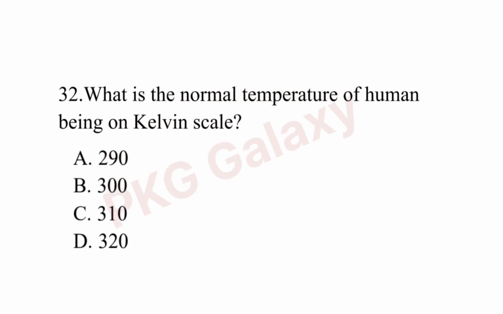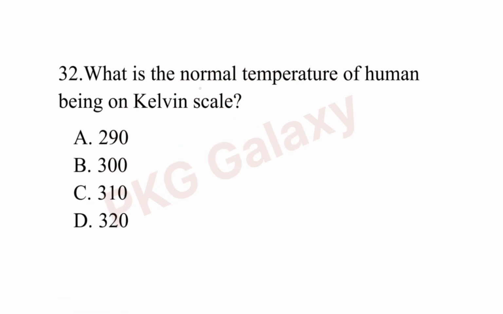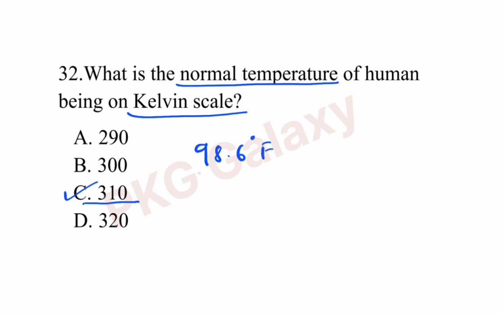Okay, next question. What is the normal temperature of the human being on a Kelvin scale? Option A 290, option B 300, option C 310 and option D 320. The correct answer is option C, 310. And in Fahrenheit it is 98.6 and in Celsius it is 37.